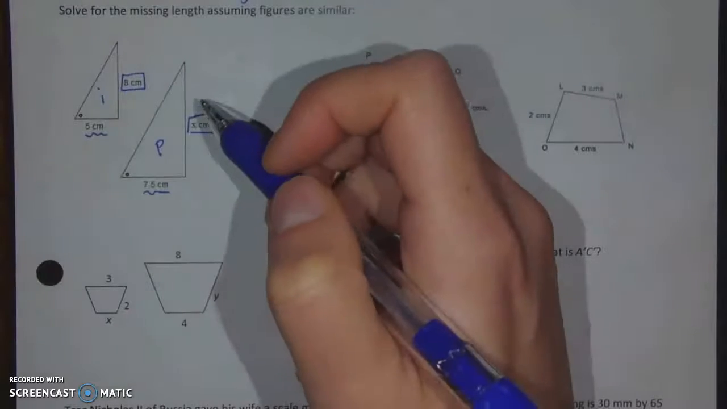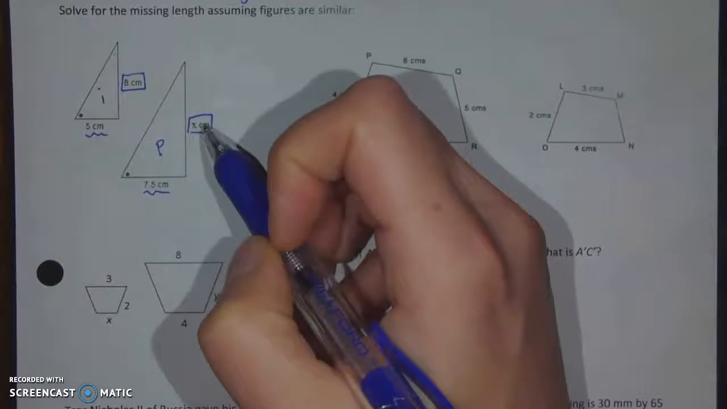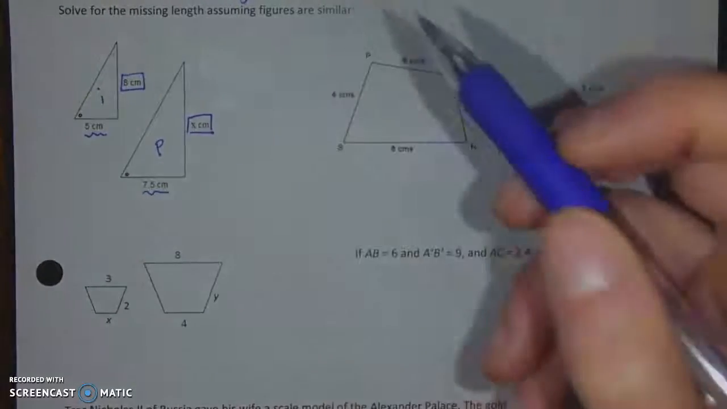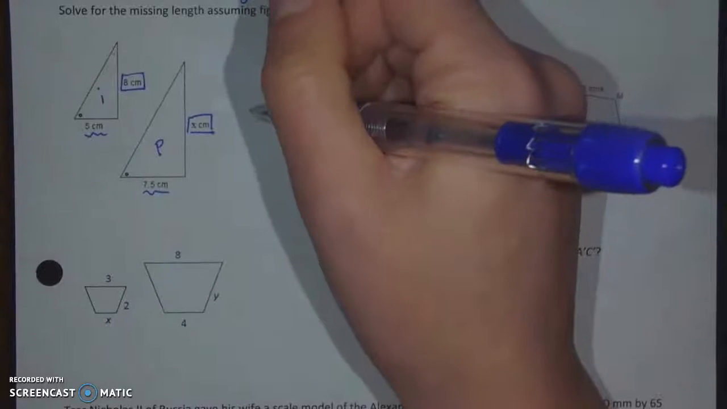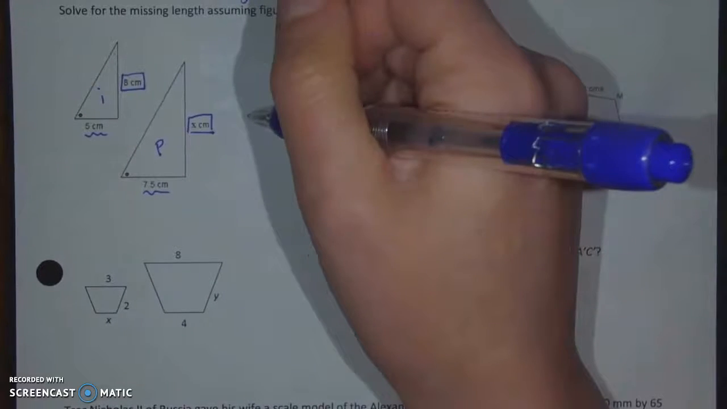The reason why I like to label them is while these things are proportional to each other, if you accidentally flip-flop one of them, then it's going to give you the wrong answer.